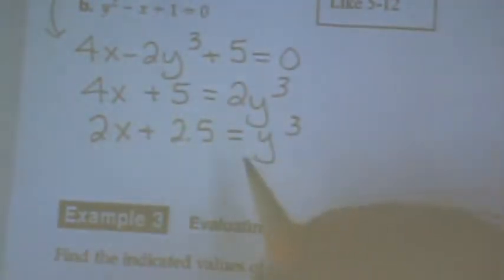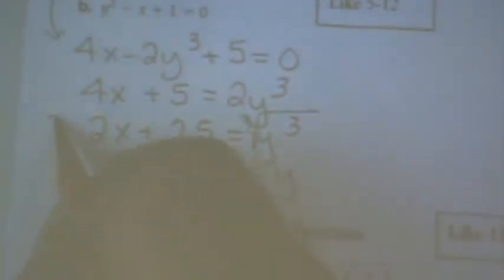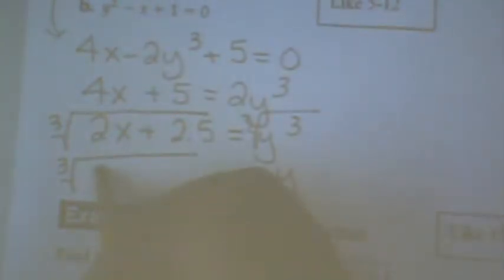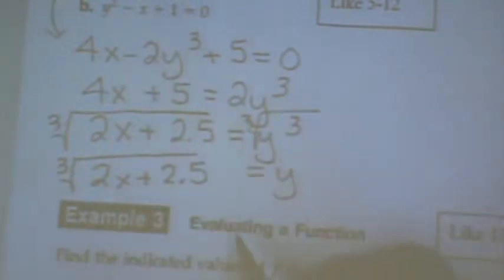Then what? Cube root of both sides. So the cube root of this side is y. y is equal to the cube root of that. Now, if y is unique, which this is, y is equal to the cube root of 2x plus 2.5, you're good. This is a function, yes.